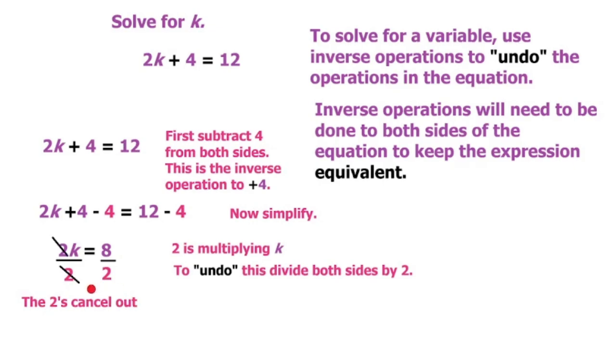The 2's cancel out, right? There's one in the numerator, one in the denominator. So we are left with k equals 4 because 8 over 2 equals 4. And that's how you do that problem.